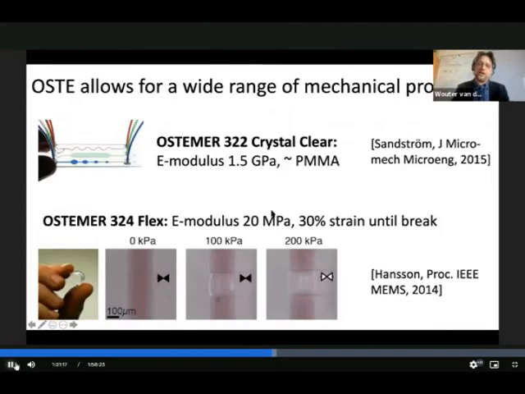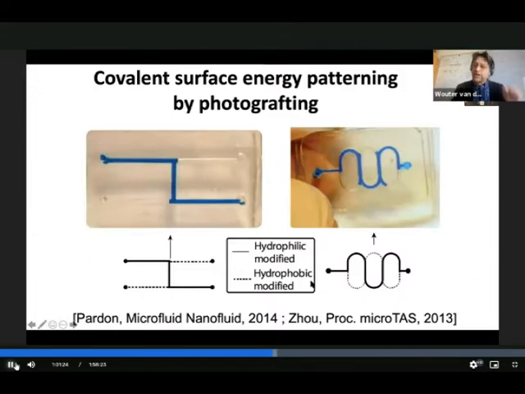You can tune the stiffness between very stiff and very soft. And here you can see you can use this, for example, for Quake valving, microfluidics. Of course, you can also surface energy pattern the material. So you can graft hydrophilic groups or hydrophobic groups. You do that with photografting, so it's a lithography process. It's a covalent change. So you can make these chips, for example, hydrophilic, where the liquid goes, or hydrophobic, where there's no liquid flowing. And this material you can put in boiling water for 24 hours and take it out, and you will still have the same hydrophilic groups and hydrophobic groups, which is, of course, very good.